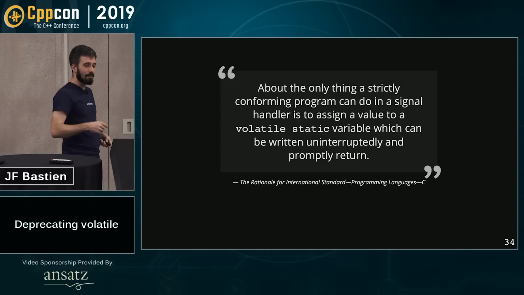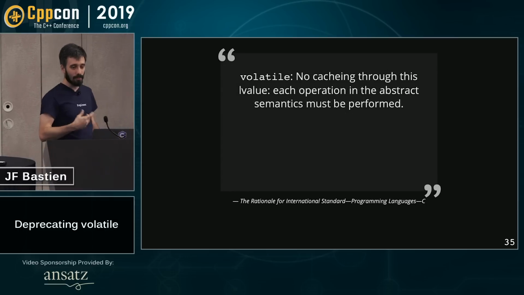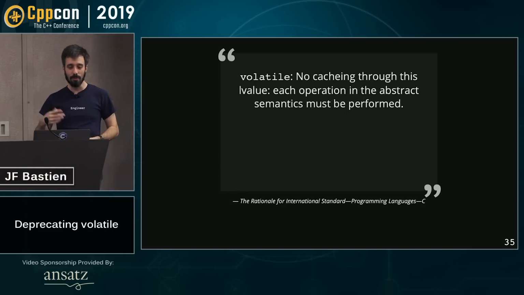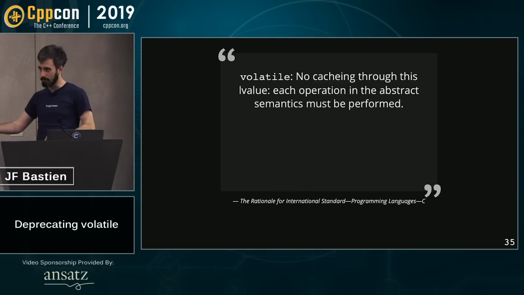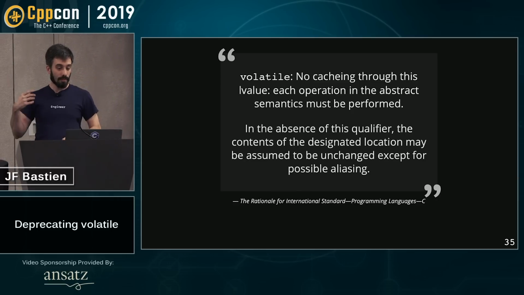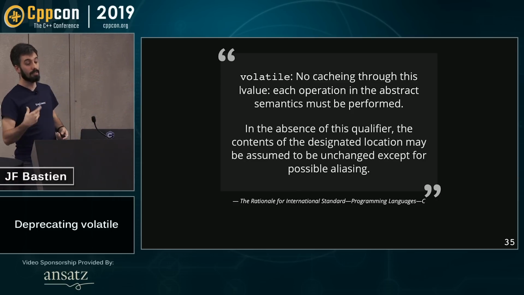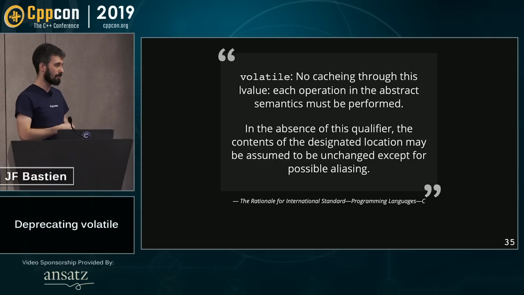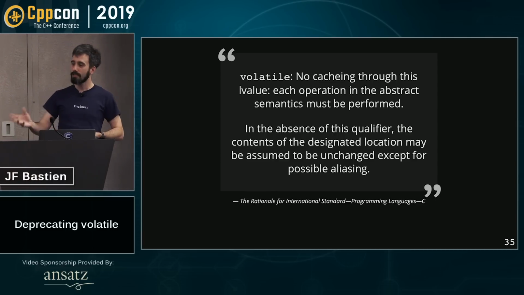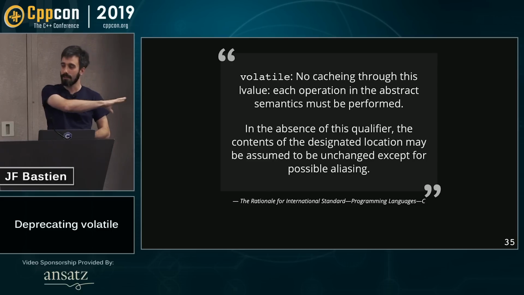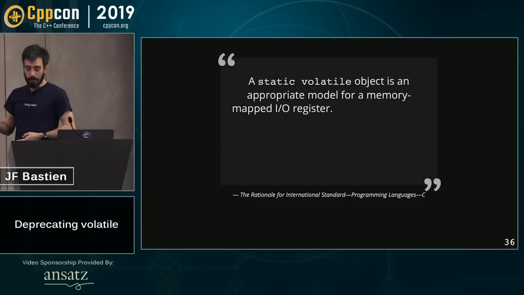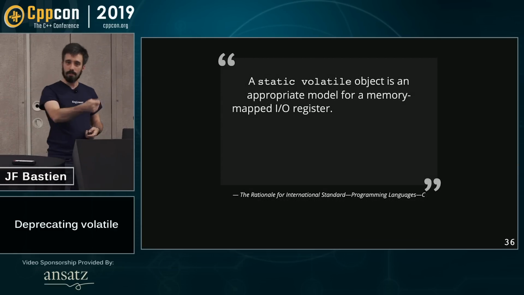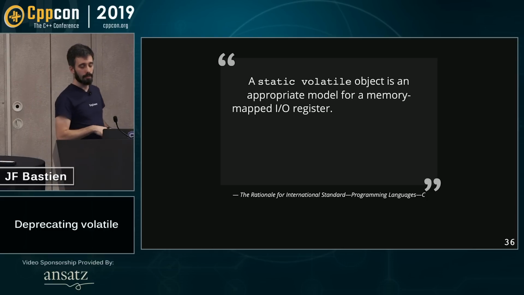Another thing the designers of C said was that volatile doesn't allow caching, they spell it weirdly, but no caching through this lvalue. So each operation in the abstract semantics must be performed. In the absence of the volatile qualifier, the content of the designated location may be assumed to be unchanged except for possible aliasing. That kind of makes sense. It expresses one of the sentiments about volatile that I had earlier. Another example: a static volatile object is an appropriate model for a memory-mapped I/O register. So that's the Unix carve-out that I mentioned earlier.